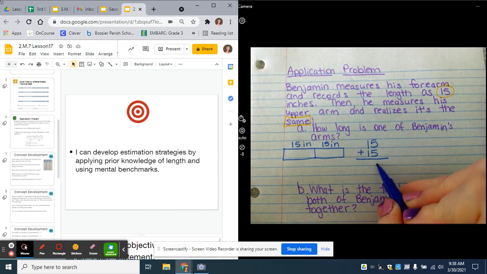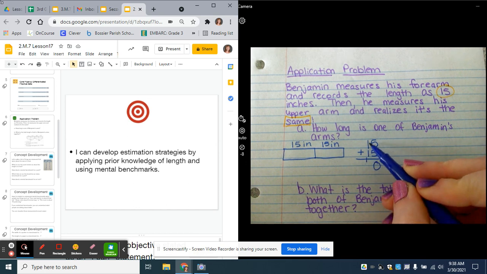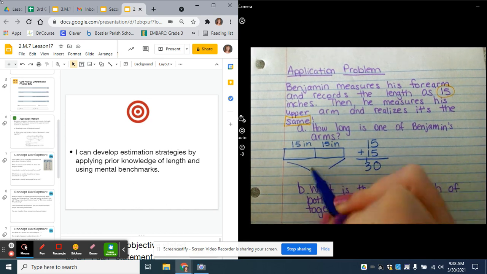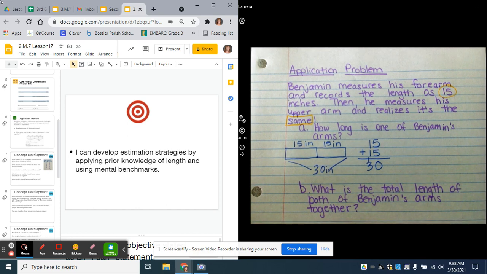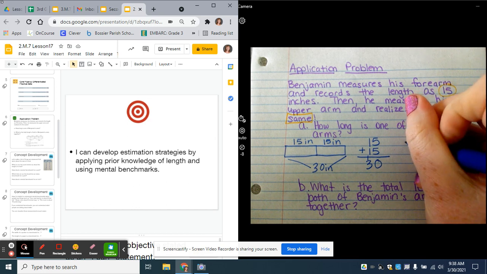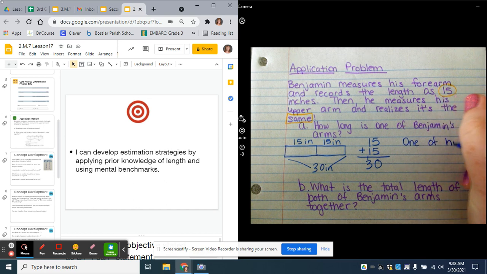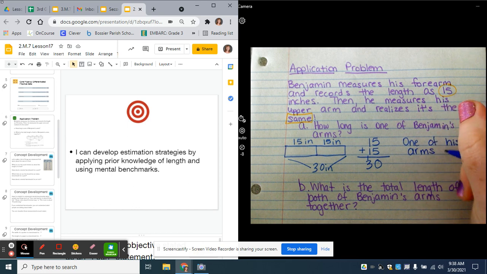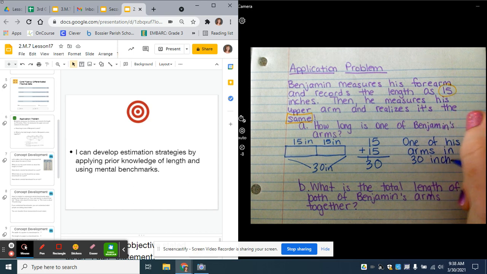5 plus 5 is 10. Take my 10 over to the tens place. 1, 2, 3 tens. So this total is 30 inches, is the length of one arm. So I need a sentence. How long is one of Benjamin's arms? One of his arms is 30 inches long.